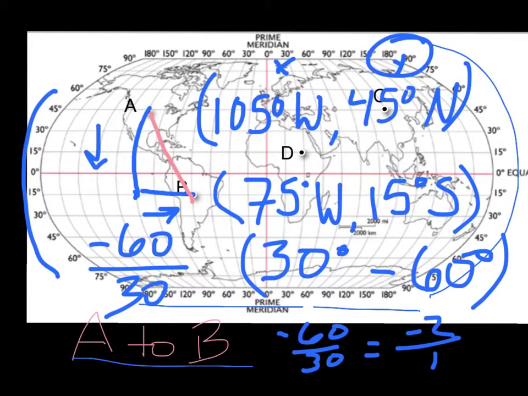Every time my latitude goes down 2 degrees, my longitude goes up by 1 degree.